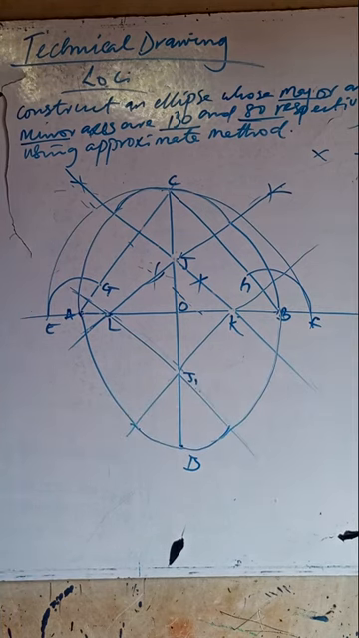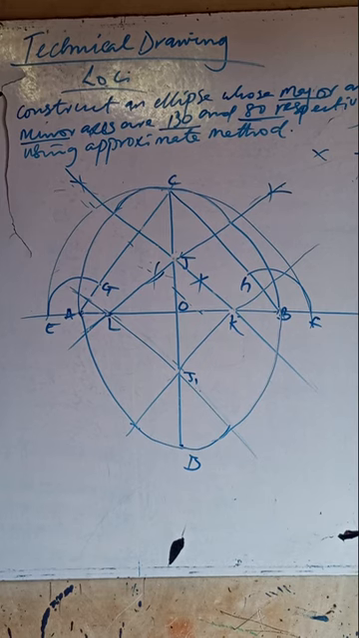So that is our ellipse. We have been able to draw our ellipse using the approximate method. So this is another method of drawing an ellipse.